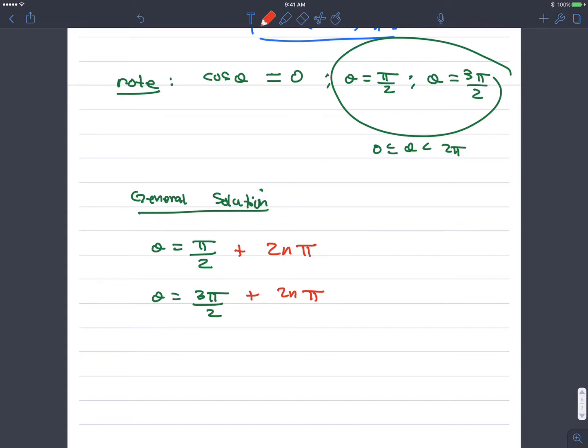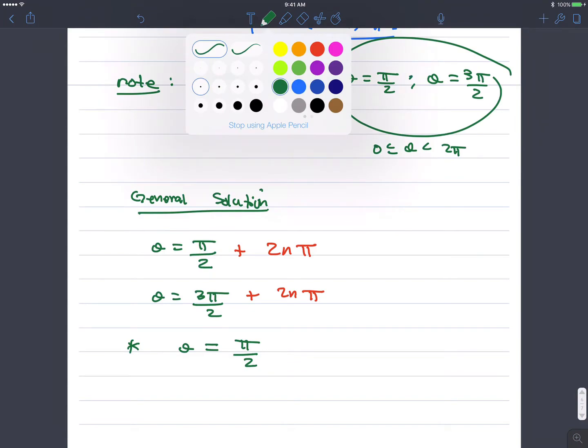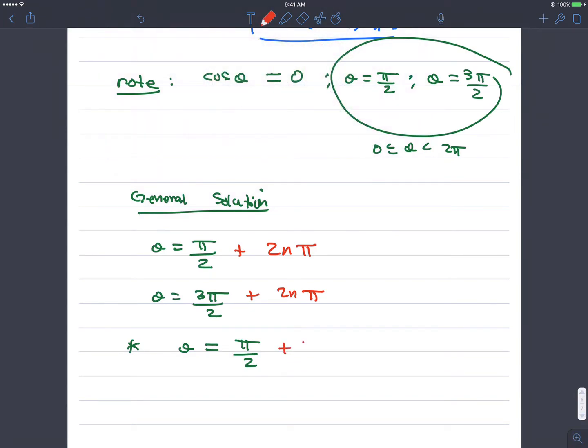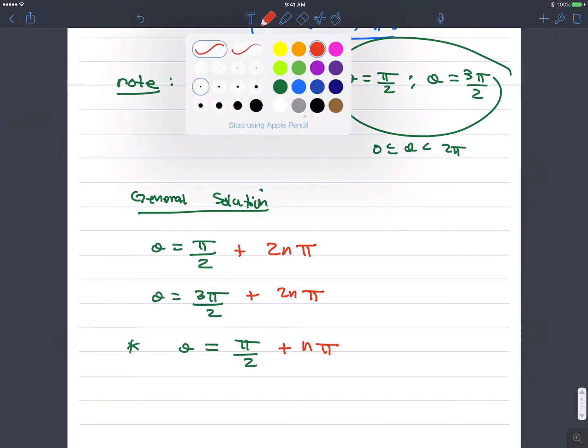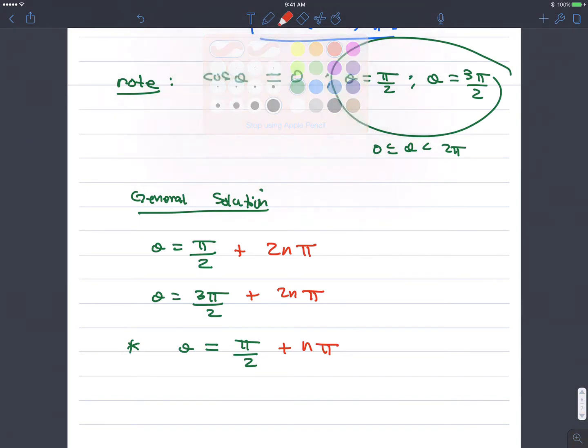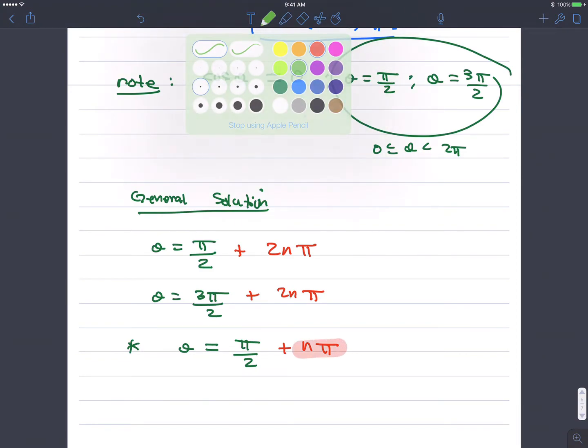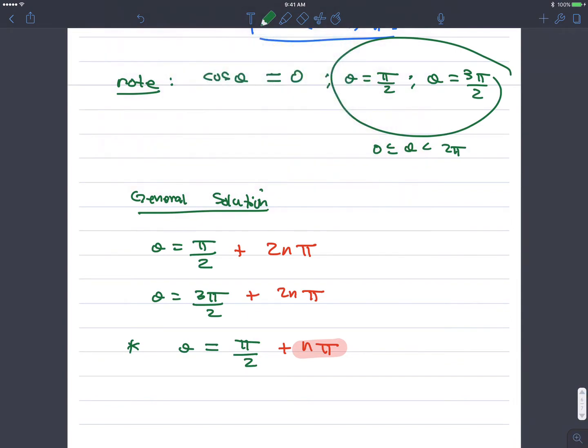We can do this. However, here's an even better, more efficient way. I'll put a star here. I'm going to say your general solution can be described as pi over 2, and now I'm going to add not 2n pi, but something that seems crazy: a multiple of just n pi. See what I just did here? Why does this make sense? Why can I do this? Anybody want to tell me why I can just simply add n pi?